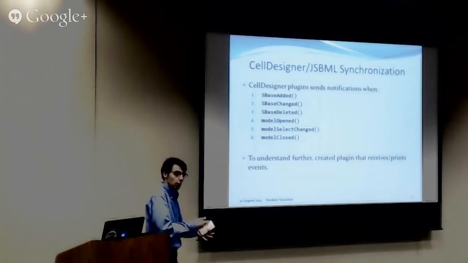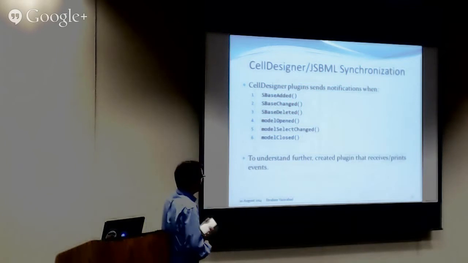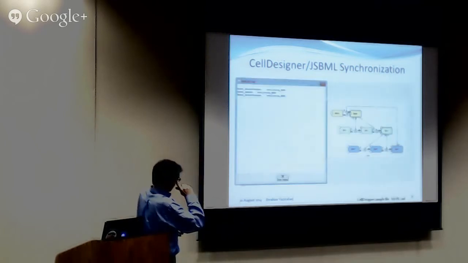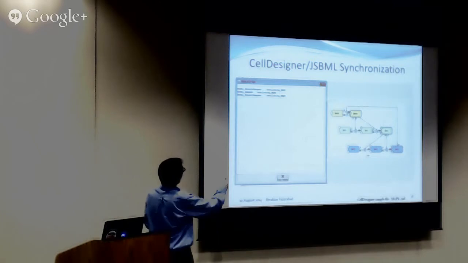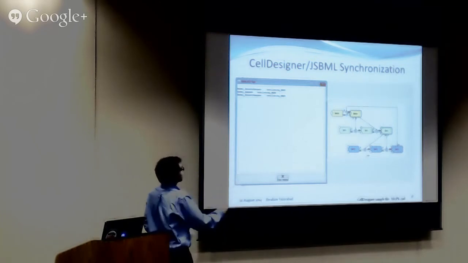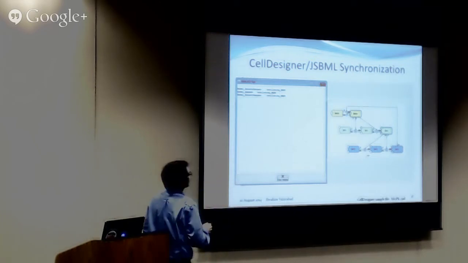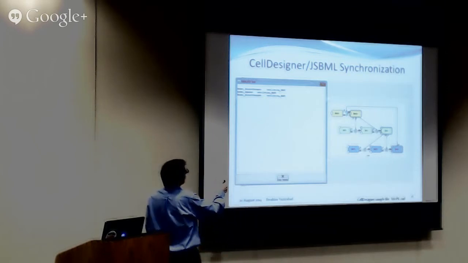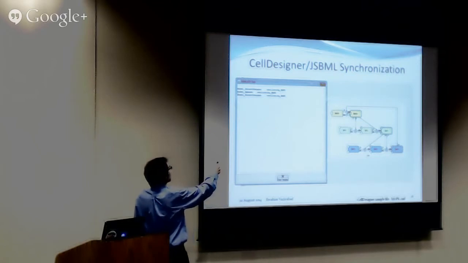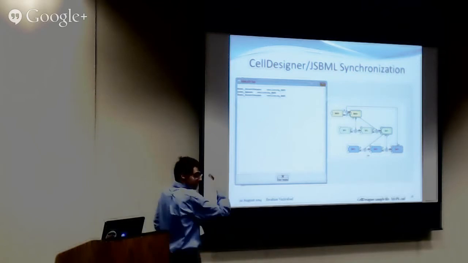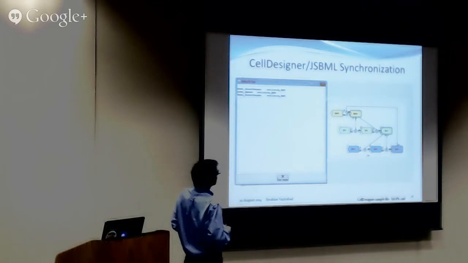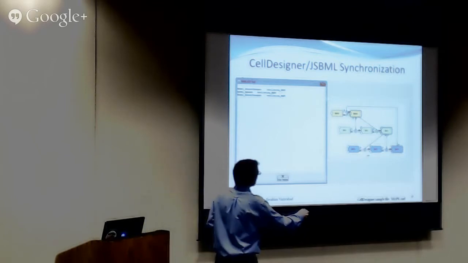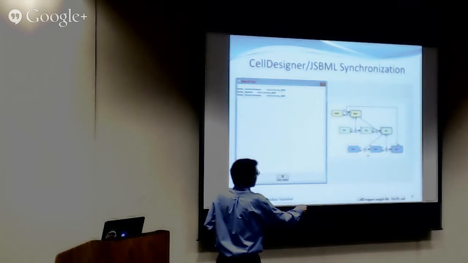To understand when these events are sent, we created a plugin that receives and prints these events out. Here we have our plugin on the left, which is listening in on the CellDesigner model on the right. We can already see that CellDesigner has sent events that the current model has been opened and is currently selected and ready for manipulation. So what happens when the user moves, let's say, one of the species, let's say this one?